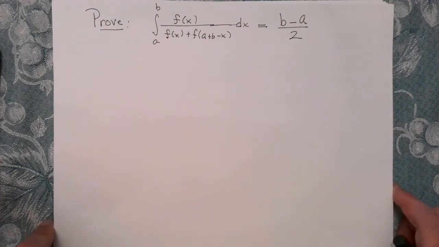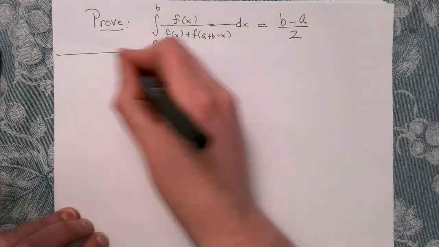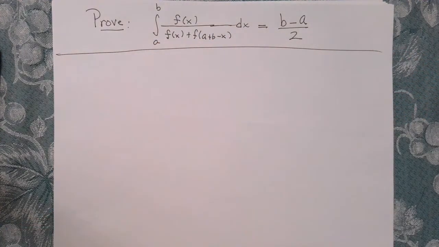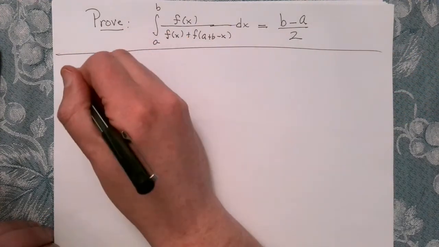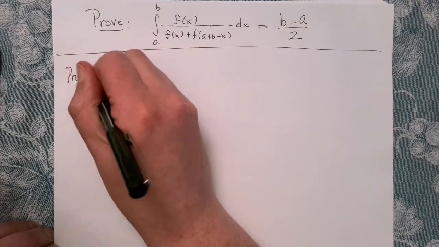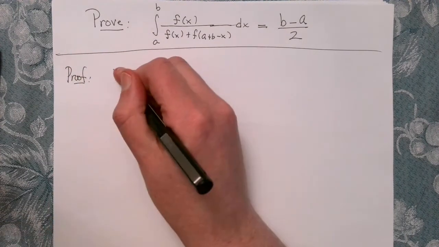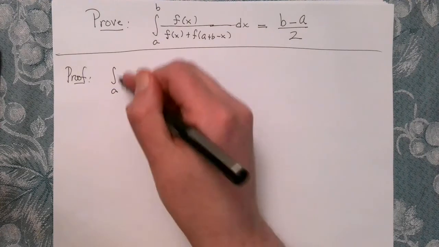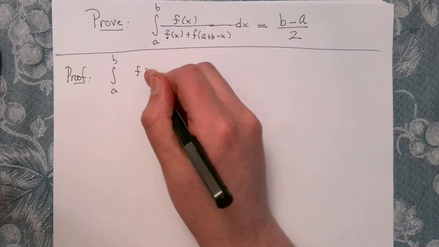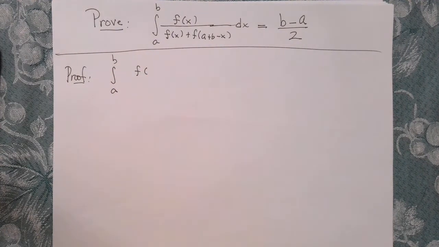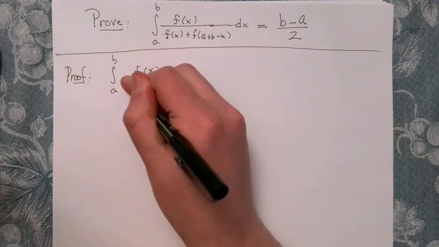So we want to prove that the integral from a to b of f of x over f of x plus f of a plus b minus x dx is equal to b minus a over 2. So let's get into this. The first thing that we want to note is that the original integral can be rewritten using that property that we mentioned just a moment ago. So let's go ahead and do that.